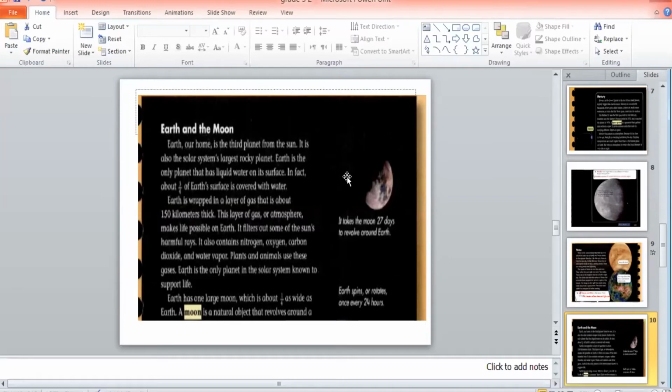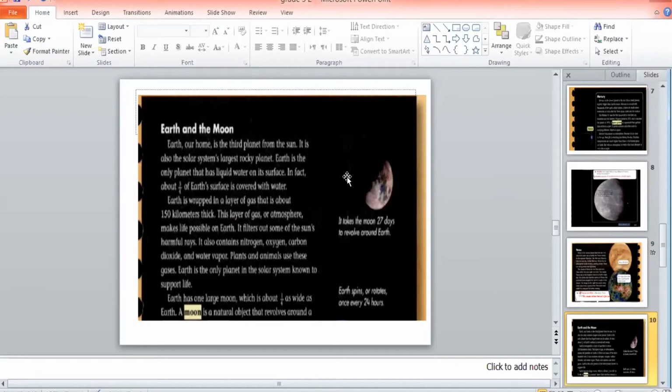It filters out some of the sun's harmful rays. The sun sends many rays: ultraviolet rays, infrared rays, and other rays. Some of these rays can kill us. So this atmosphere protects us. It contains the ozone layer that absorbs the ultraviolet rays. It also contains nitrogen, oxygen, carbon dioxide, and water vapor. These are the main components of the atmosphere of Earth.